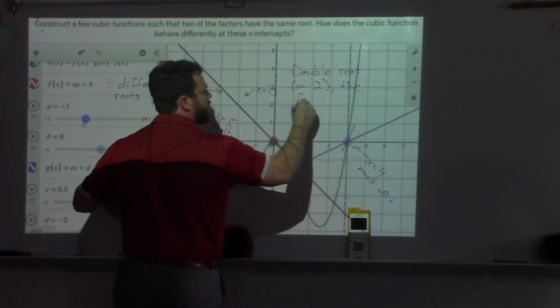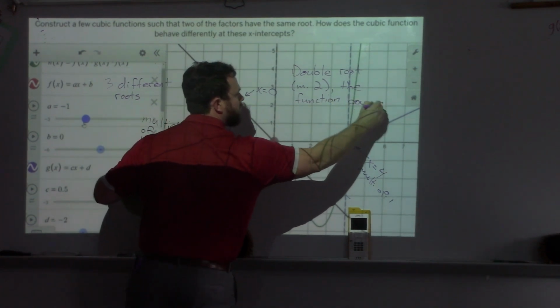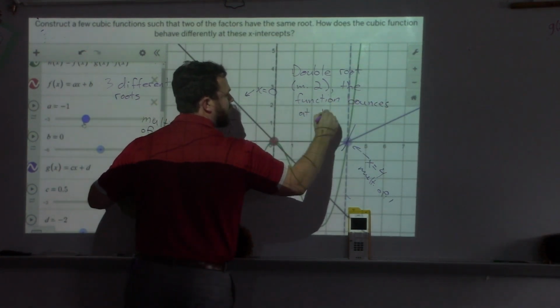The function bounces at the x-intercept.